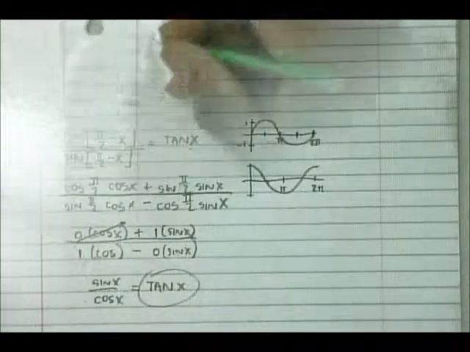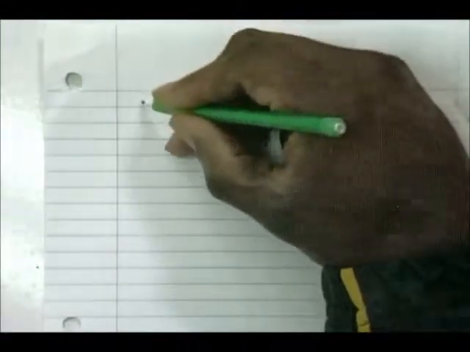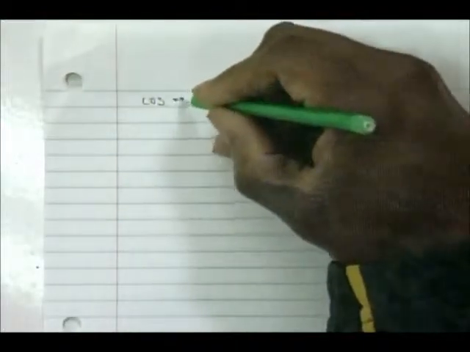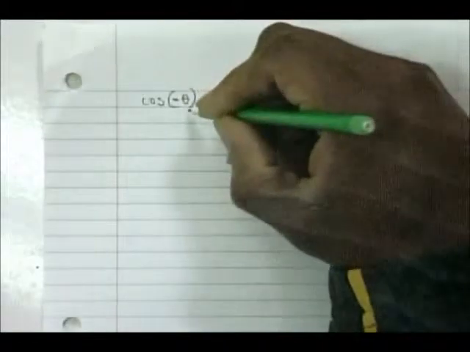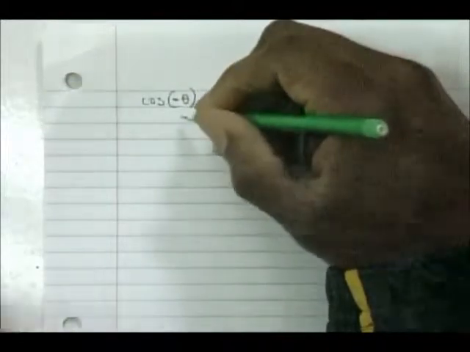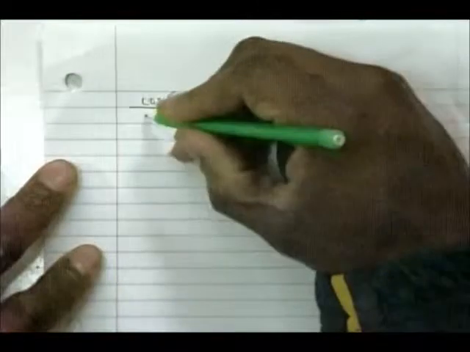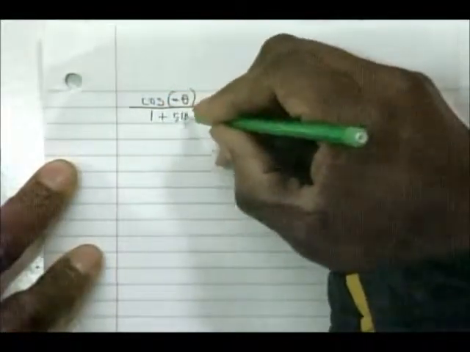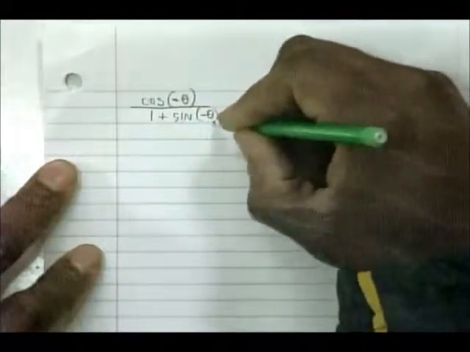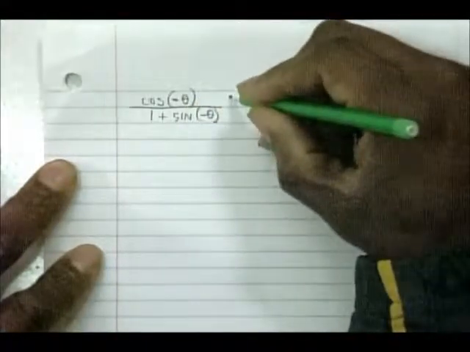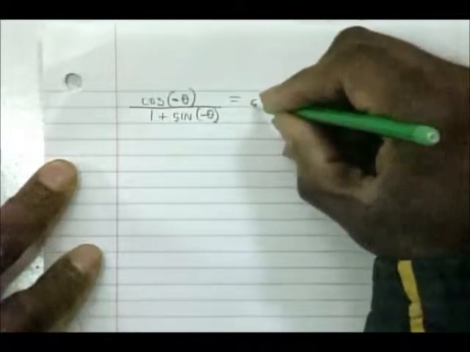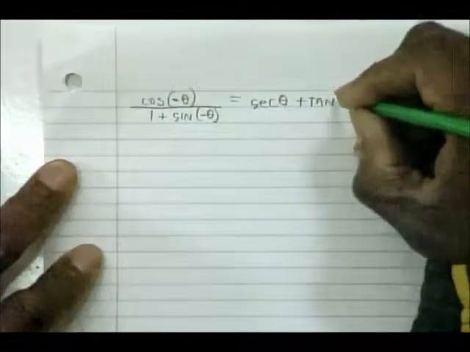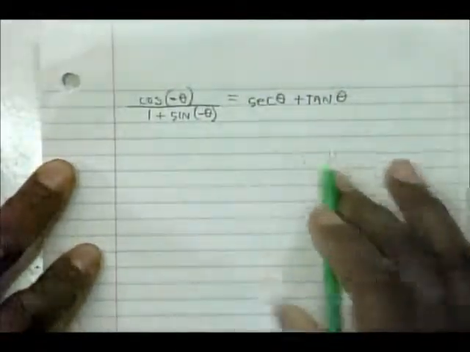I'd like to look at another problem. Let's say we have cosine negative theta over 1 plus sine negative theta. They're saying that this is equal to secant theta plus tangent theta. All right, so they're saying that these two are equal.